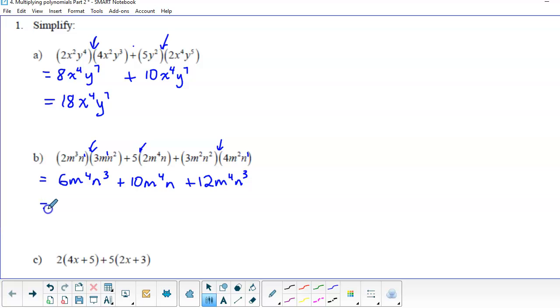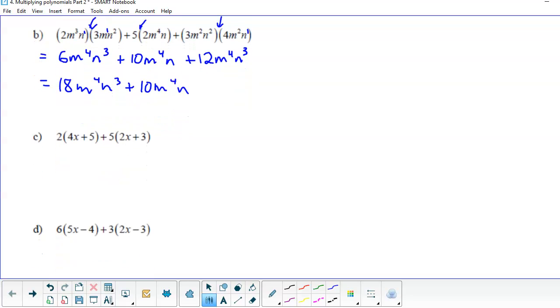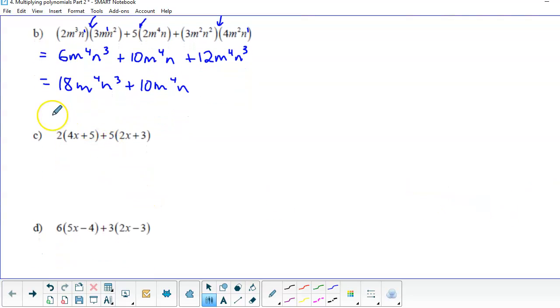Take a look, we have some like terms, m to the 4th n cubed, m to the 4th n cubed. The middle one is not a like term. So 6 plus 12 is 18. And then we just copy out the other term. All right, so those were all monomials multiplied together.